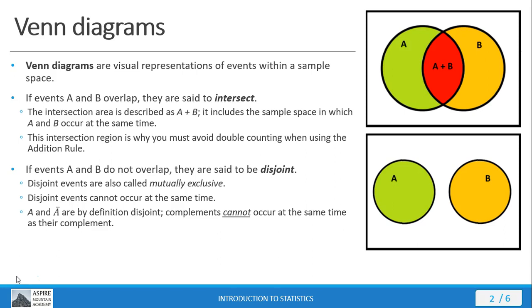Now, if you think back to how we define complements of events, they are by definition disjoint. Something can't be A and then not A at the same time. So there's not going to be any overlap there. And because there's no overlap, they're by definition disjoint.